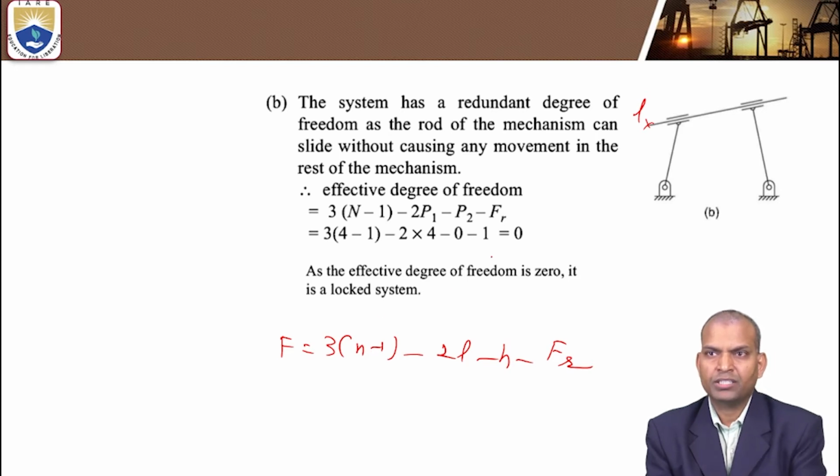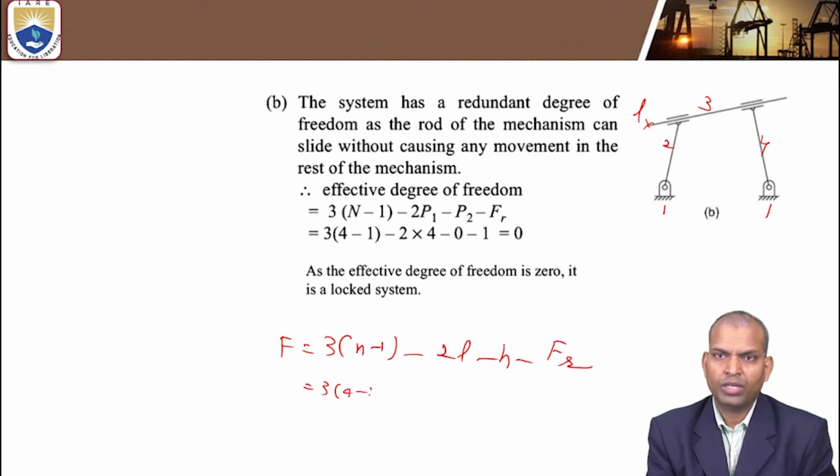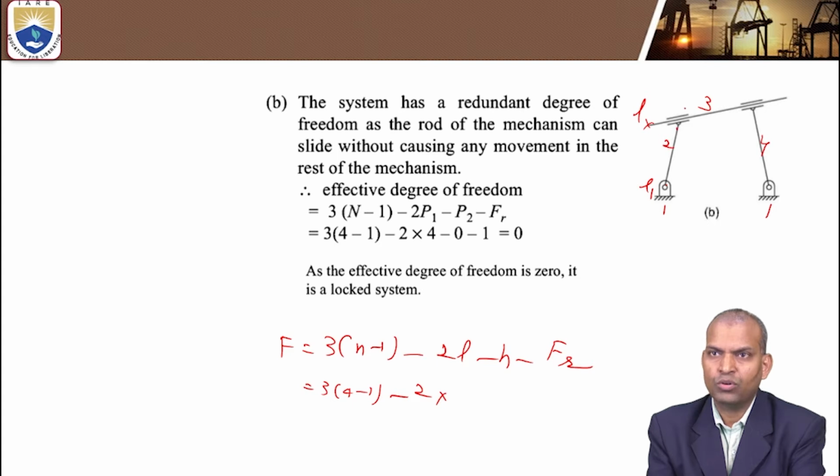So the number of links, how many are there? 1, 2, 3, 4. 4 links. That is 3 into 4 minus 1 minus 2 times, how many lower pairs are there? Link 1 and 2, 1 lower pair, L1. Link 2 and 3, L2. Link 3 and 4, L4. Link 4 and 1, L5.